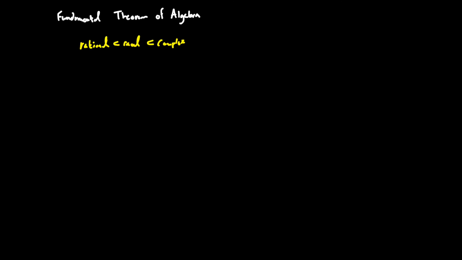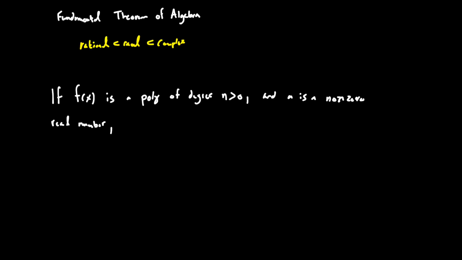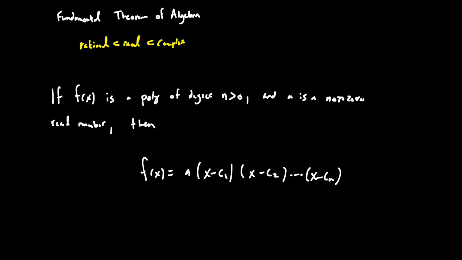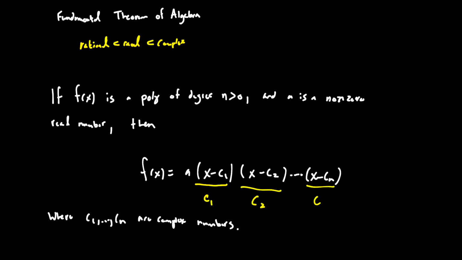If f of x is a polynomial of degree n, which is greater than 0, and a is a non-zero real number, then f of x has exactly n linear factors and is equivalent to the following, where c1, c2, and cn are all complex numbers. Therefore, this tells us that c1, c2, all the way up to cn are the zeros of our polynomial function, and they may have multiplicity higher than 1.